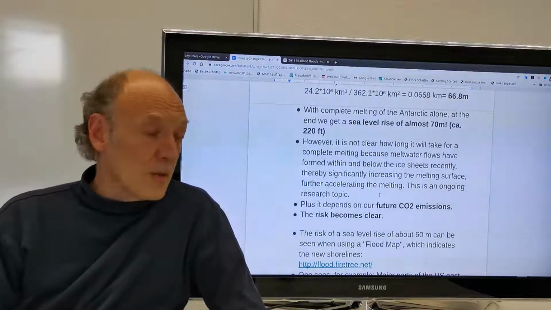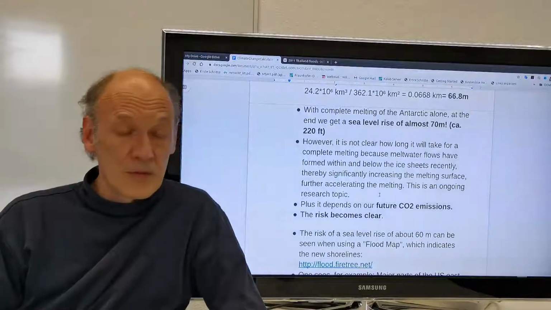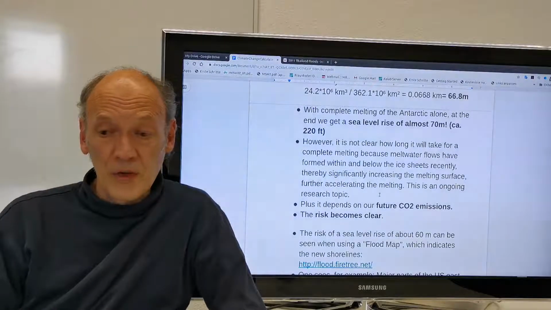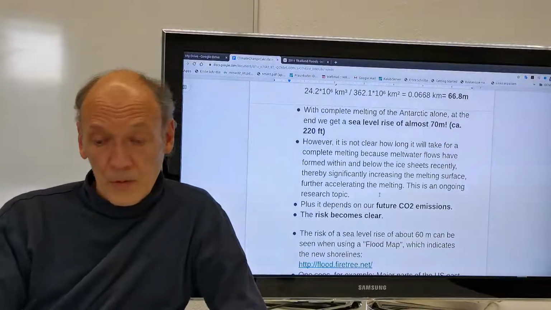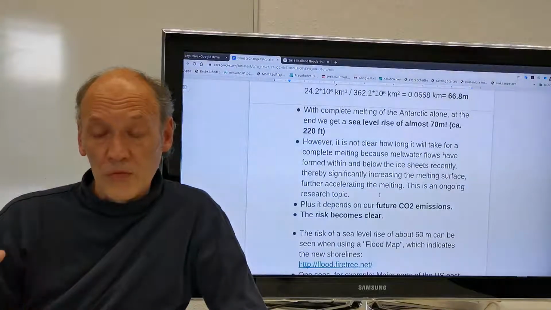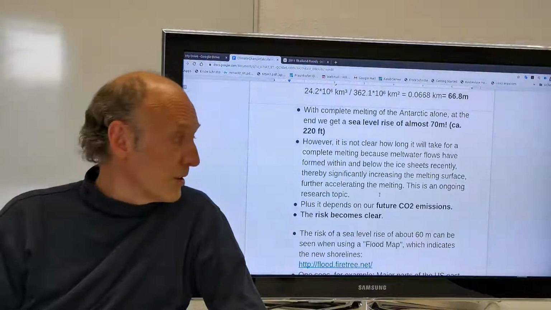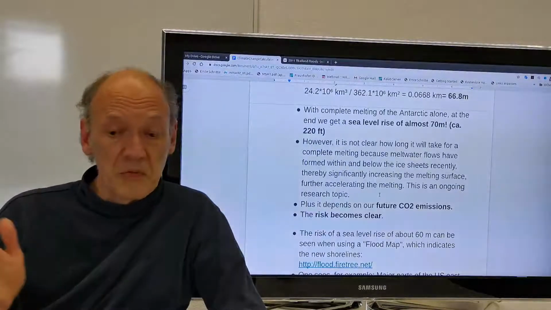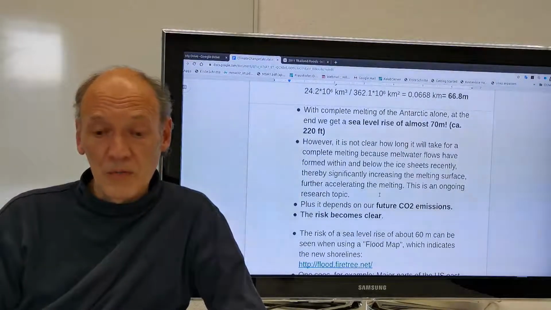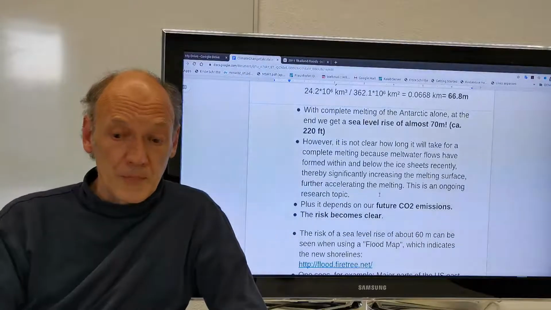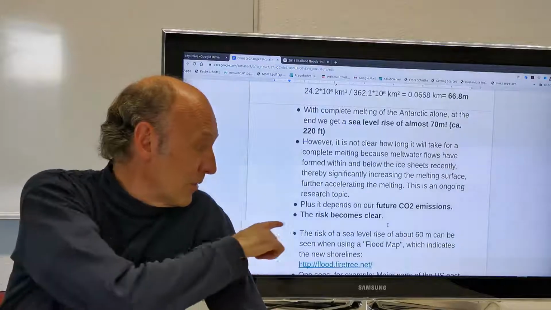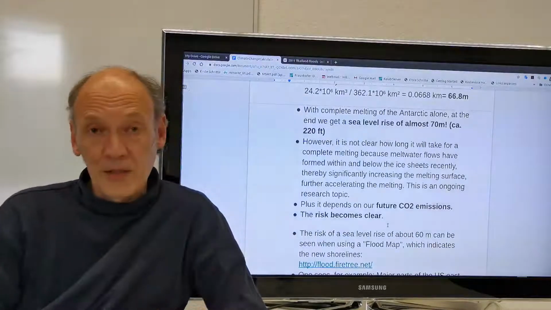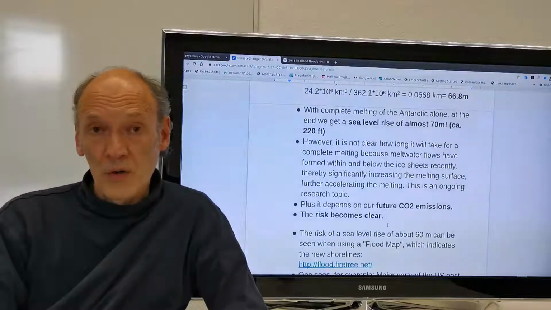So here we might have a significant increase of the melting surface, which accelerates the melting. We can make a pretty safe guess that the increase will be faster than the 1 centimeter that we computed. So it might be a matter of a few hundred years until Antarctica is melted. We don't really know. It's ongoing research, but the risk becomes clear, right? We are really at risk of melting Antarctica, and we don't really know how long it takes.